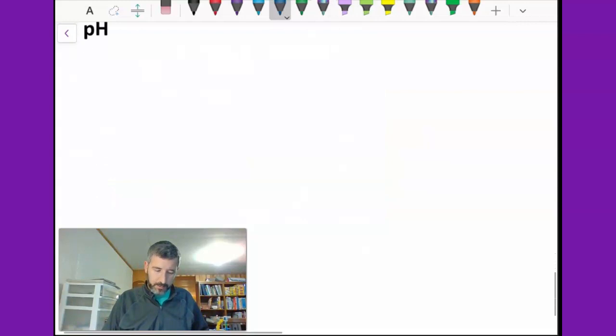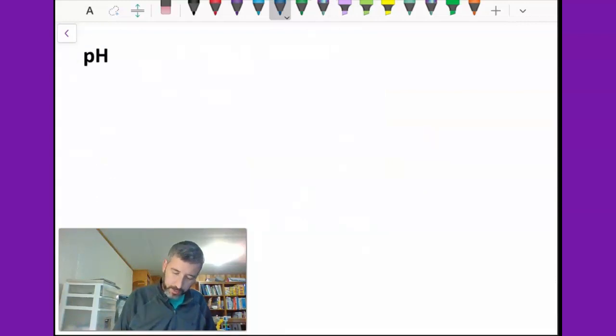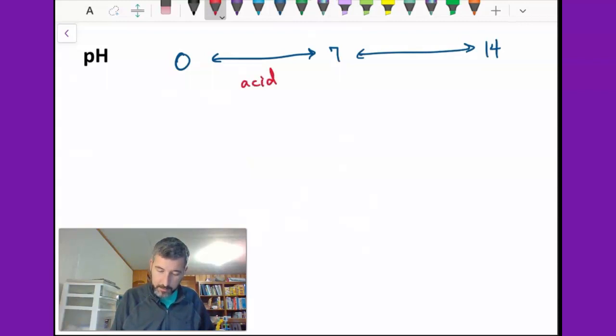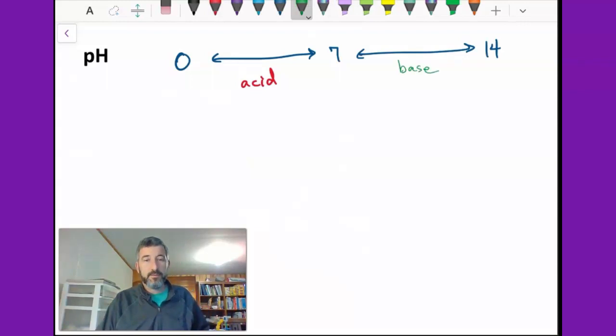Okay, so let's talk about pH. The pH scale ranges from 0 to, I'm going to stop at 7 for a second, but it actually goes all the way to 14. And down here is acid. Up here is base. Okay, so if it's above 7, it's base. If it's below 7, it's acid. And if it's right in the middle, of course, it is neutral.